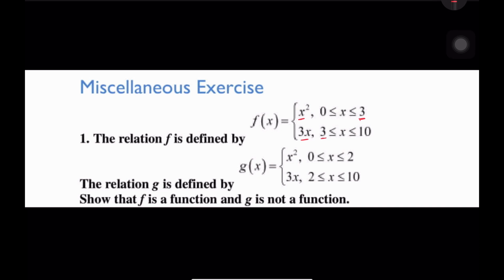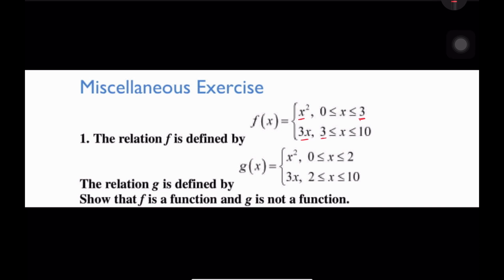The relation g is defined by g of x is equal to x square such that x lies between 0 and 2, including 0 and 2, and it is equal to 3x if x lies between 2 and 10, including 2 and 10. Show that f is a function and g is not a function.